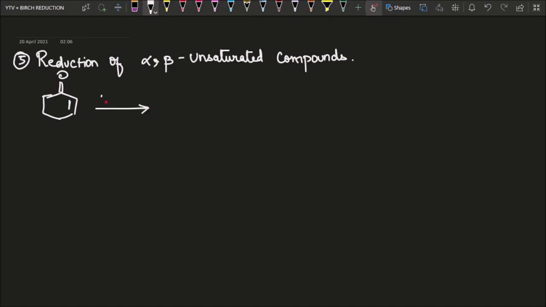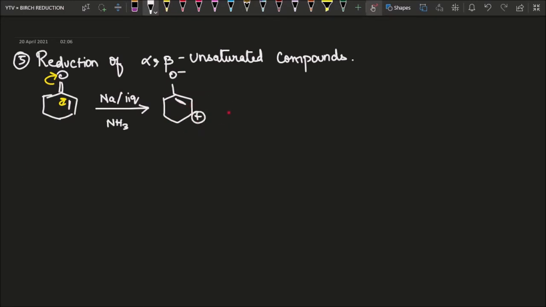So if I am adding sodium metal dissolved in liquid ammonia, what will happen here? We know that this oxygen is more electronegative than carbon, right? So this double bond is going to shift over here and this part is going to get conjugated like this. After conjugation, your product is going to look something like this. Here there is going to be O minus, a double bond over here, and then a positive charge over here.